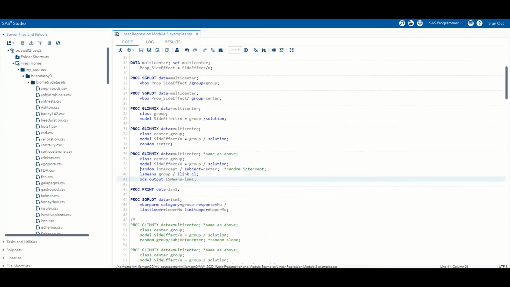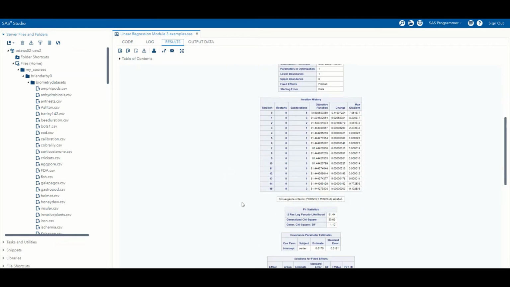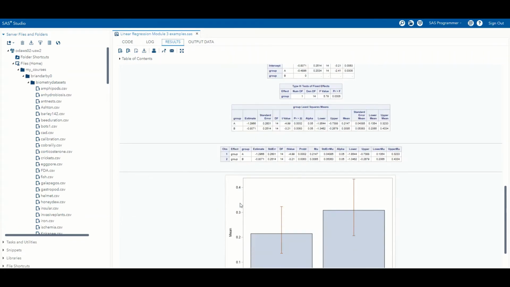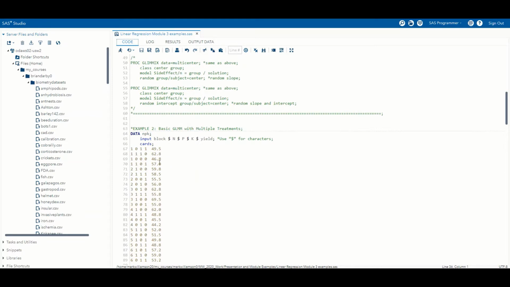So now let's run this one more time. It's going to be the same sort of setup. I just wanted to show you here that this random intercept / subject equal center is going to give you the same output as this. And then we're going to do lsmeans so we can print that out, and then we'll do a plot from there. So again, same sort of output, least squares means, and then here is our output. It looks like group A has a lower proportion of side effects.